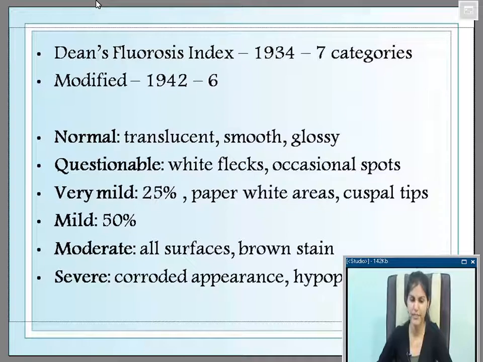a presence of brown stain. And whenever you have severe, the most common word that you are going to look out for is the corroded appearance of teeth or hypoplasia and presence of pitting.